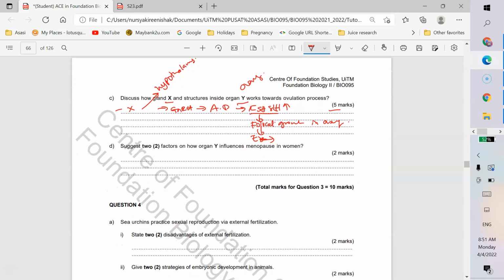Okay, so next is Shobha, please. Suggest 2 factors on how organ Y influences menopause in women. My answer is number of eggs in the ovary decreases and the ovaries lose the sensitivity toward FSH and LH. Kenapa dia low sensitivity pada LH dengan FSH? Coba. Because as the women get older, so the organ does not work properly.